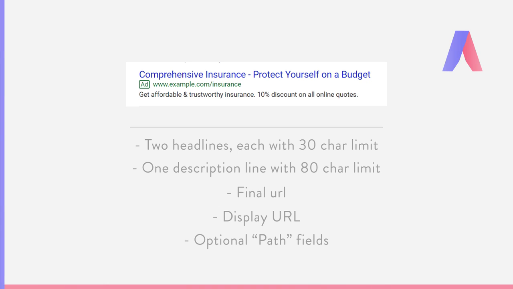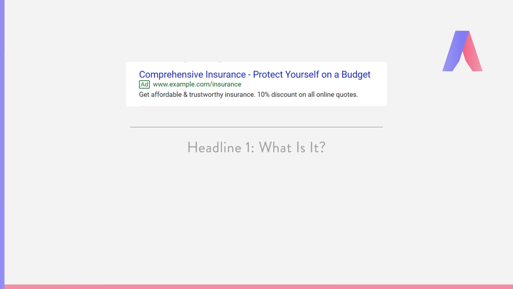Now let's talk a little bit about what you should say in each one of these lines, okay? First of all, in the headline 1, you really should focus on, hey, what is it? As you can see, the example up there is comprehensive insurance, okay? And of course, that also should have your keyword in there somewhere, or at least something related to the keyword that you're using, right? So also the headline 2 should have some type of benefit, as you can see up there, protect yourself on a budget. So what is it? What's it going to do for me?